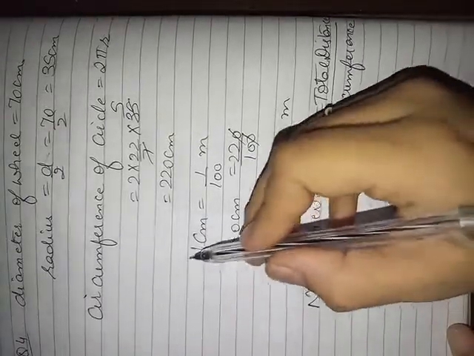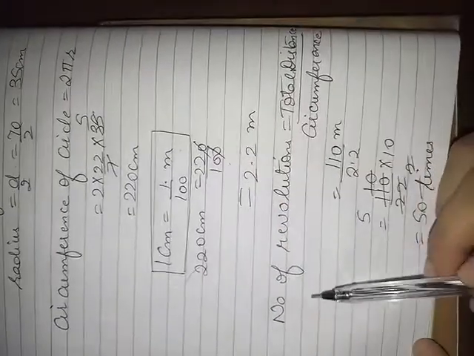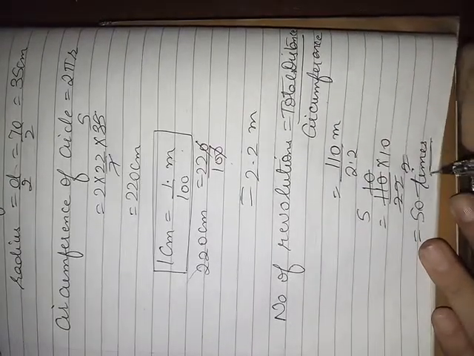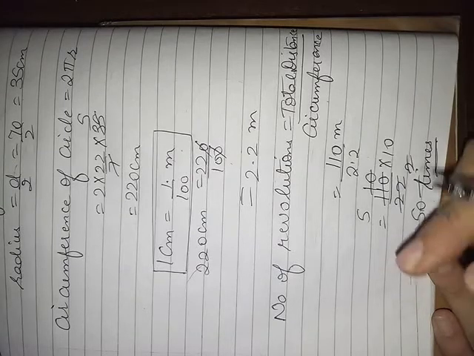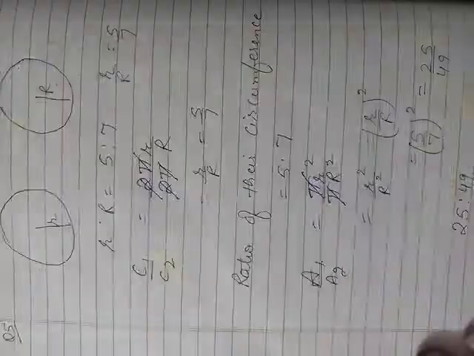Now total distance is given in meter. So to change circumference into meter, we will divide it by 100, as we know that 1 centimeter equals 1 over 100 meter. Then number of revolutions will be total distance divided by circumference. After dividing, we got the answer 50. It means 50 times the wheel will revolve.